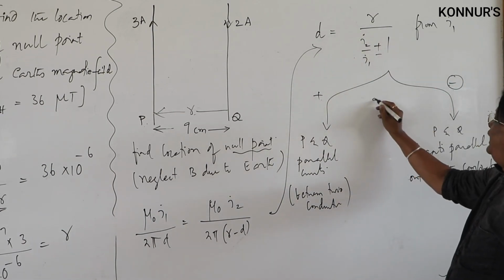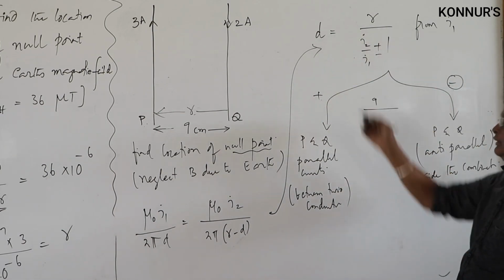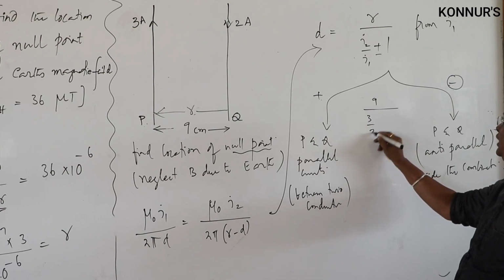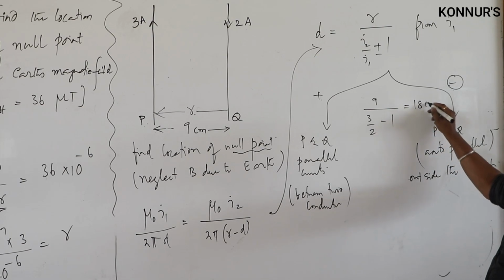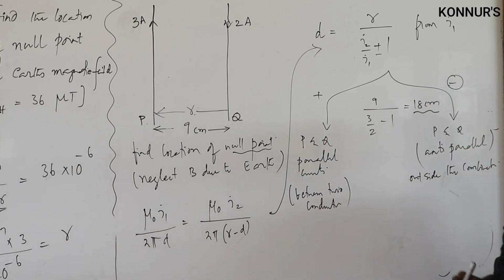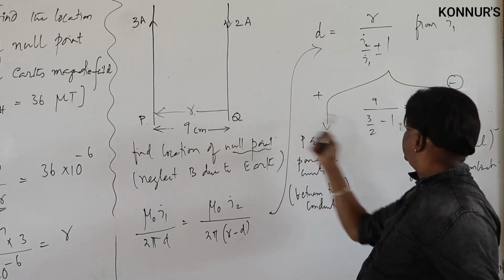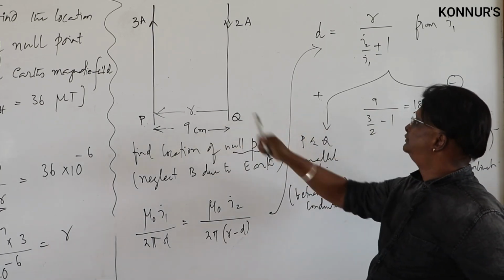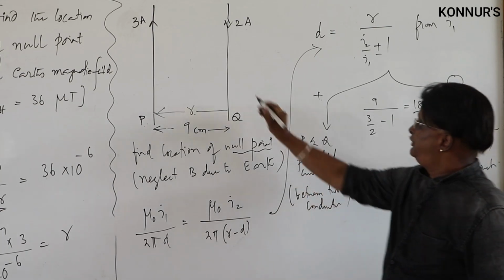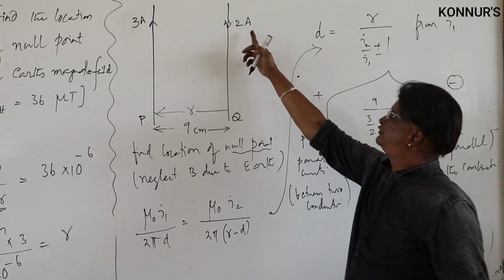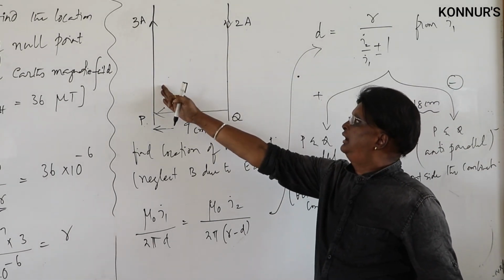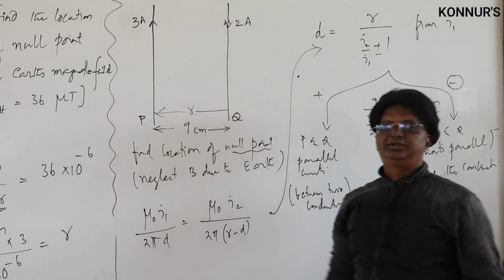This is 9 by I2 by I1, suppose 3 centimeter. I take 3 by 2, this time I write it as -1, which will be 18 centimeters, right? This is 1 by 2. So 18 centimeter, from which one am I taking? 3 by 2 I have taken, therefore this one. So 18 centimeter, this side you will get, because it is closer to the smaller current, therefore 3 amperes is a larger current and therefore more distance.